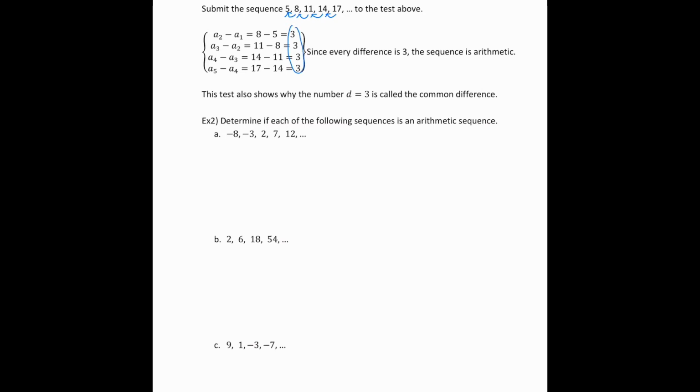So in example 2, determine if each of the following sequences is an arithmetic sequence. Same thing. Negative 3 minus negative 8, which is 5. 2 minus negative 3, which is 5. 7 minus 2, 5. 12 minus 7, which is 5. So d equal to 5. So yes, this is an arithmetic sequence.